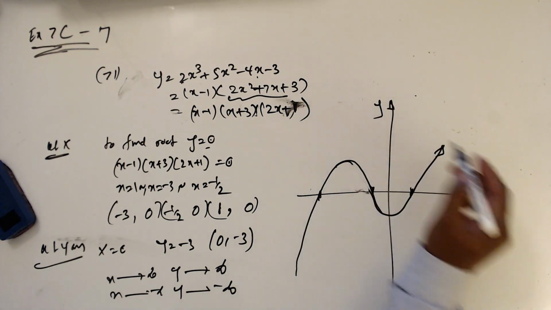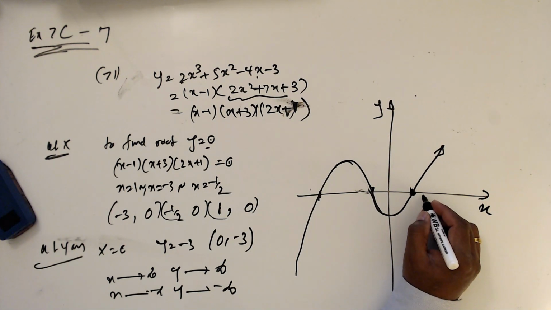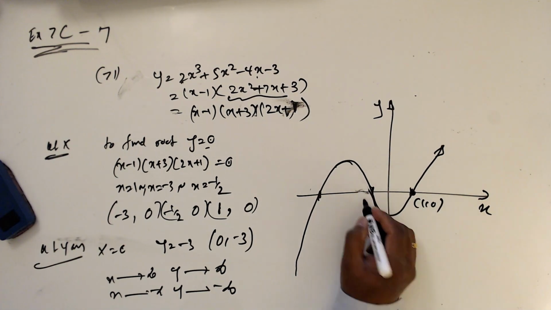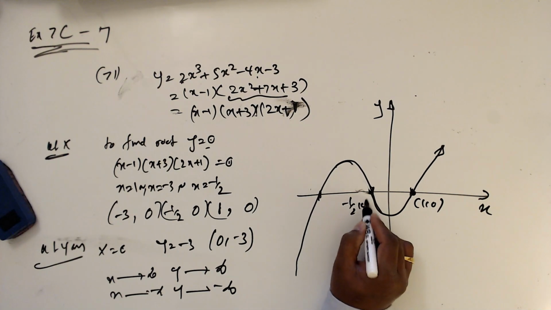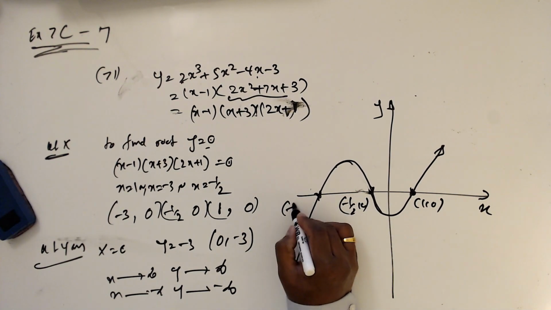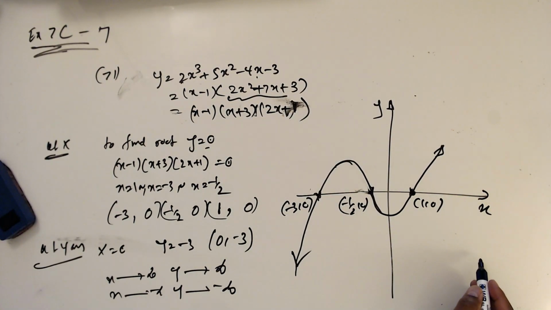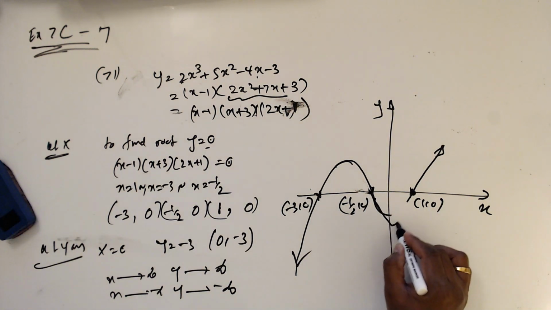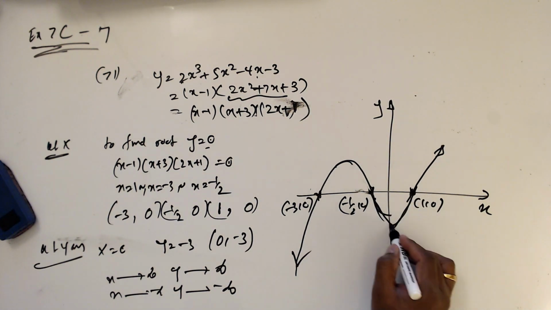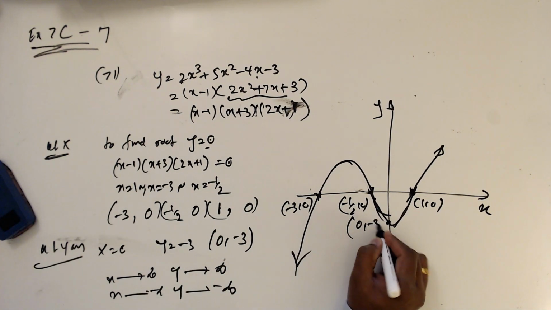This is y, this is x. This is going to be 1, 0, this is going to be minus half, 0, and this is going to be minus 3, 0. One more point we have to mark. This point, 0, minus 3.